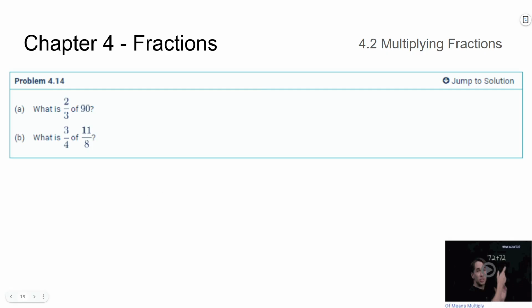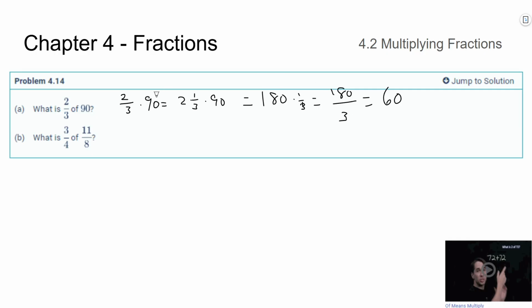Okay, so what is 2/3 of 90? Remember that the word of means multiplication, so this is the same thing as saying 2/3 times 90. And we know with our rules, we could split this up and say 2/3 is the same thing as 2 times 1/3 times 90. And then if we multiply our integers here, then we would get 180 times 1/3, and that would be 180 over 3. And 180 divided by 3 would be 60.